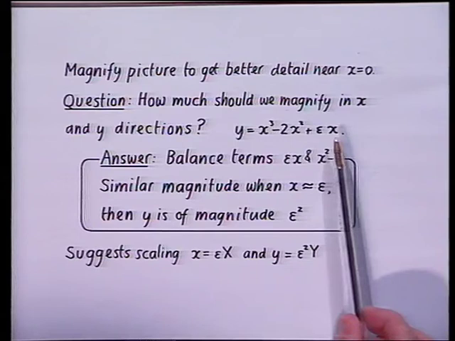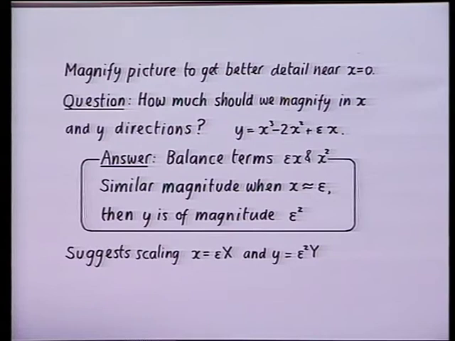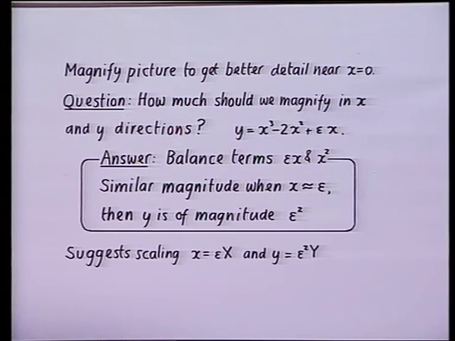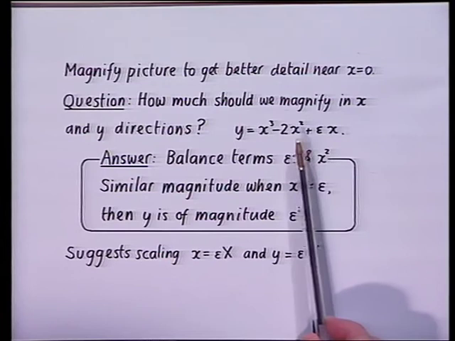Throwing away this term was good except for values of x near the origin. But when x is near the origin, these two terms are also small, therefore it was wrong to throw away the epsilon x term, no matter how small epsilon might be. In other words, near the origin, I really want to retain this term because it must be comparable in magnitude to one or other of these two.